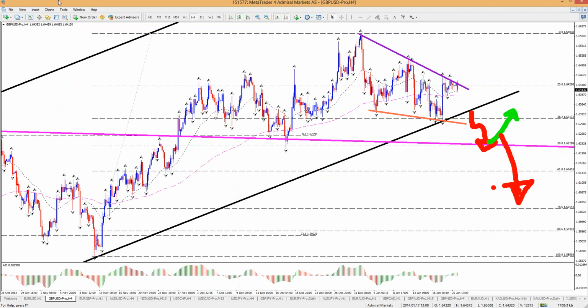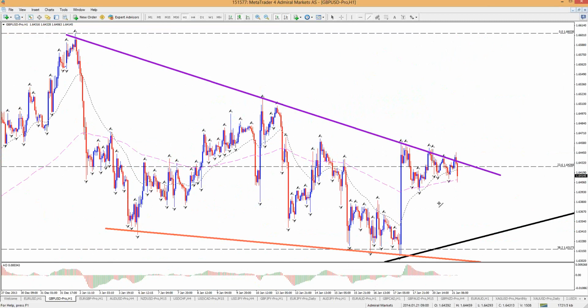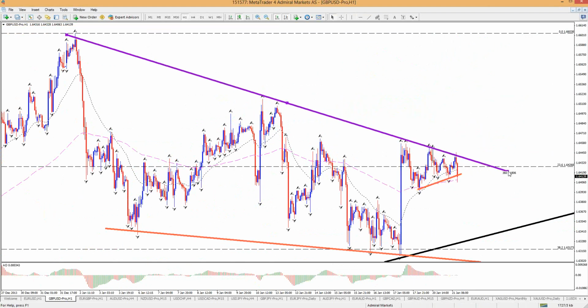Within the 4-hour world, so let's zoom in though, we can see that there is some kind of potential triangle here as well, like this, after an impulse. Usually those kind of pennants, chart patterns do break to the upside, but not always.